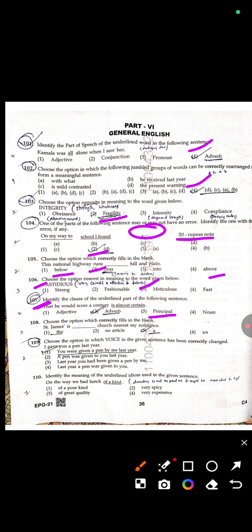Next one, here you have to use the correct article. St. James is dash church nearest my residence. So here we are talking about the nearest. There is one church, that is St. James. So in the nearest, particular sense, "the" will be used. So here "the" is the proper article. Okay, for this question.